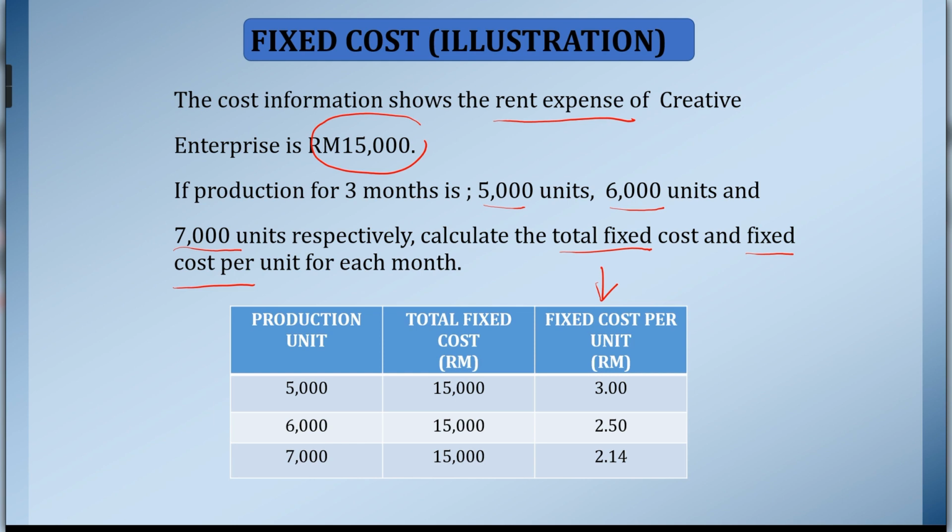Okay, sebab yang berubah sekarang ialah fixed cost per unit. Previously for variable cost, yang berubah ialah total variable cost. But for fixed cost, yang tak berubah ialah total fixed cost. So this 15,000 is the total fixed cost for all three. Okay, so setiap bulan apa jadi pun we are still going to pay that 15,000. Tetapi for the first month your unit of production is 5,000, second month is 6,000, and the third month is 7,000. So automatically that means you have increased the level of activities. That means your fixed cost per unit will decrease prior to the level of activities.